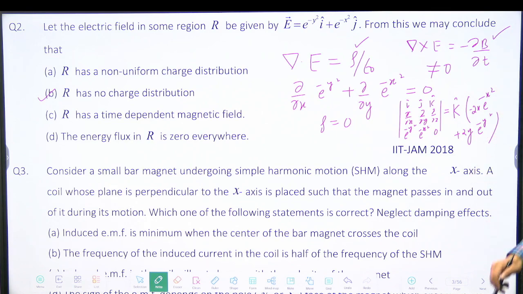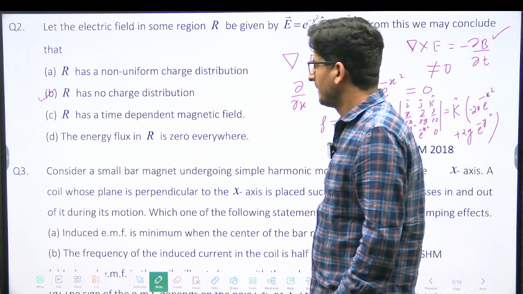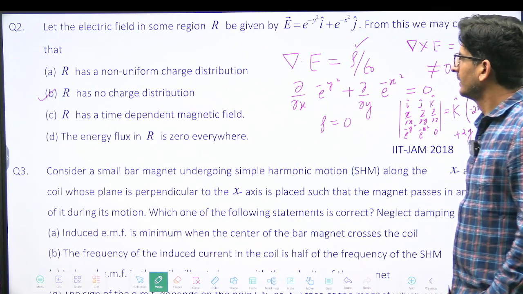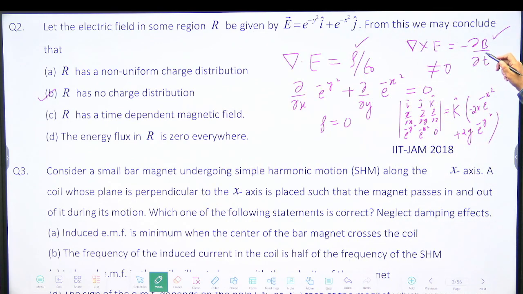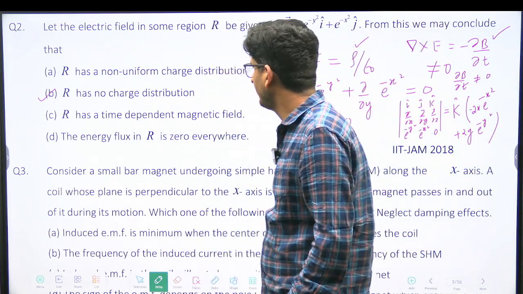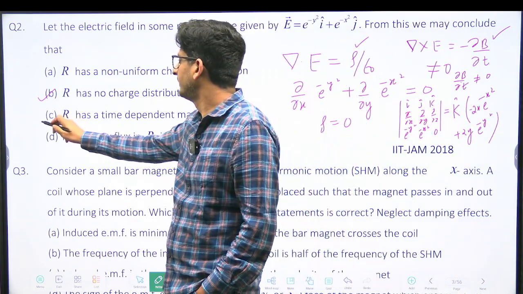That means B can be calculated. Magnetic field will be, so R has del B by del t not equal to 0. That means the magnetic field itself is time dependent. So we will get a time dependent magnetic field.